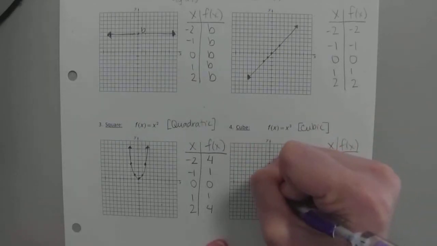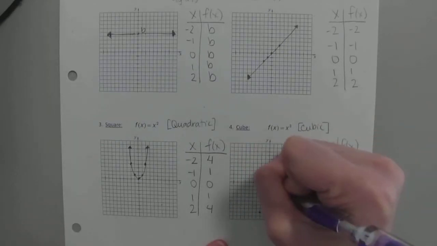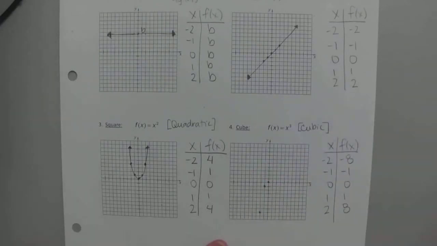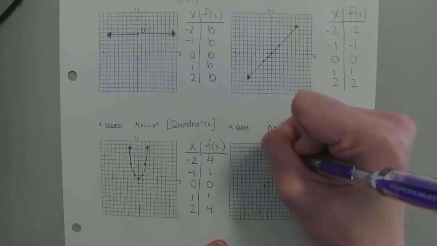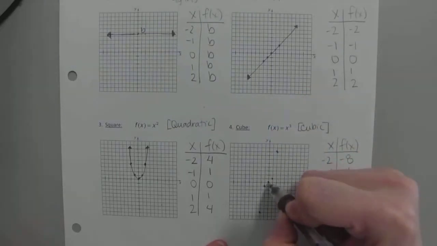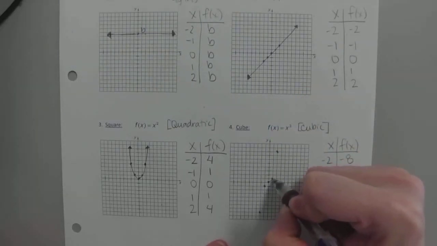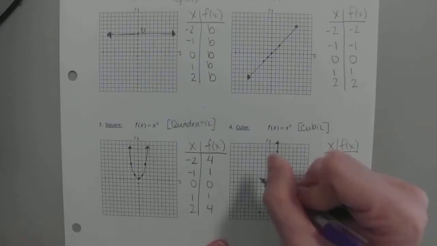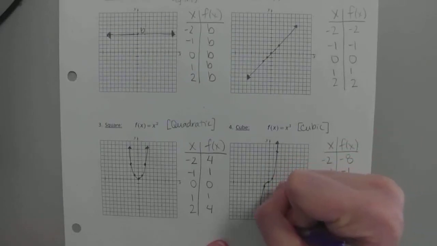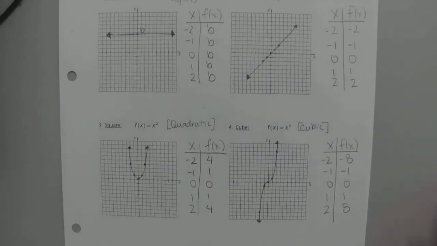So we have -2, but we're going to go all the way down to -8. Then we have -1, -1. And then we have 0, 0 at the origin. And then we have 1, 1, and then +2, go up to 8. And again, try to make it as curvy as possible. So they're kind of like half parabolas. So we'll make it go up and be curvy, and then we'll try to curve it down like that.